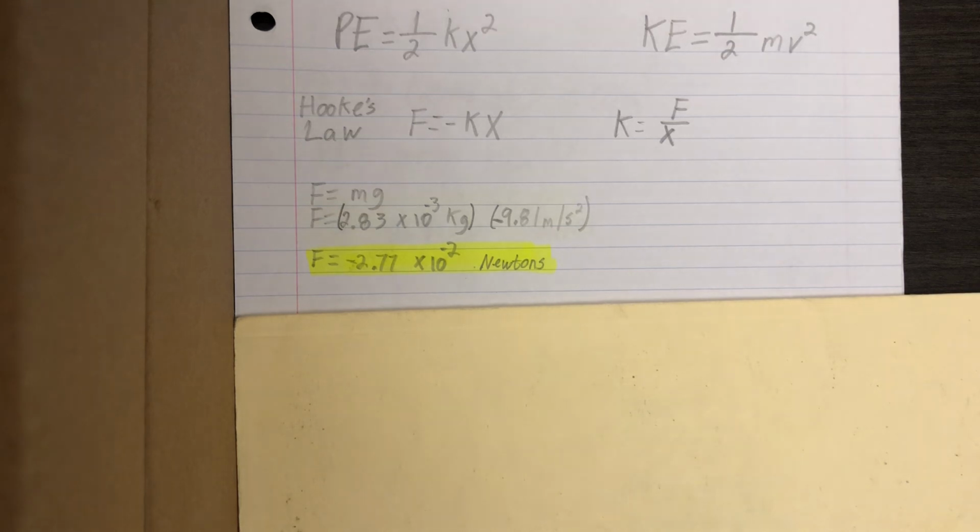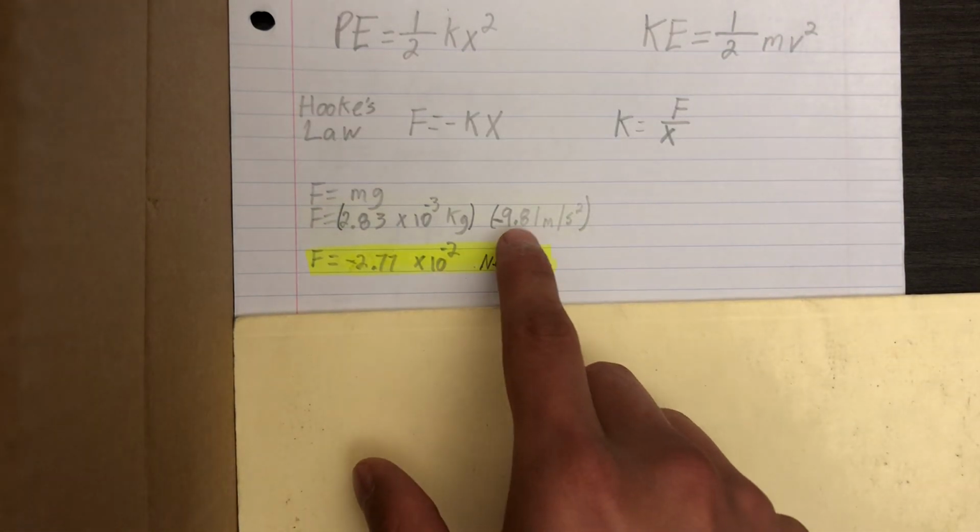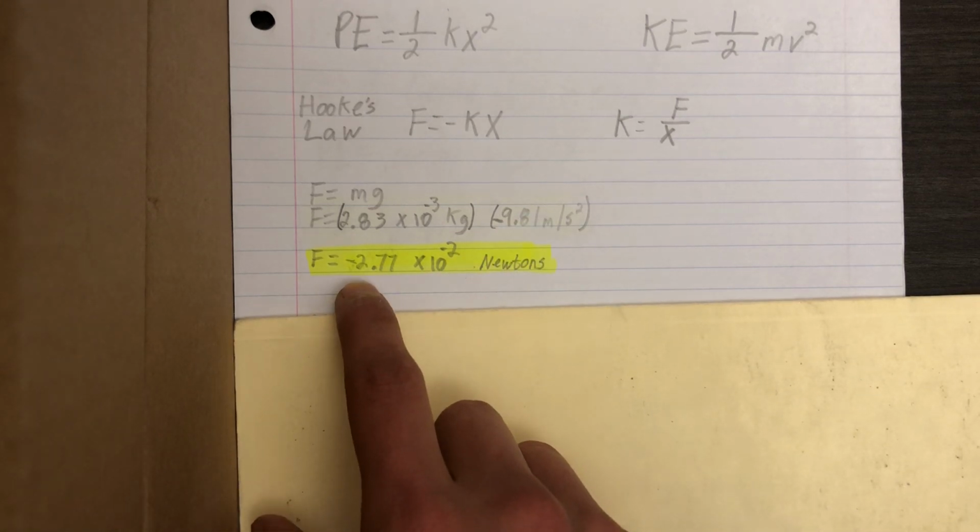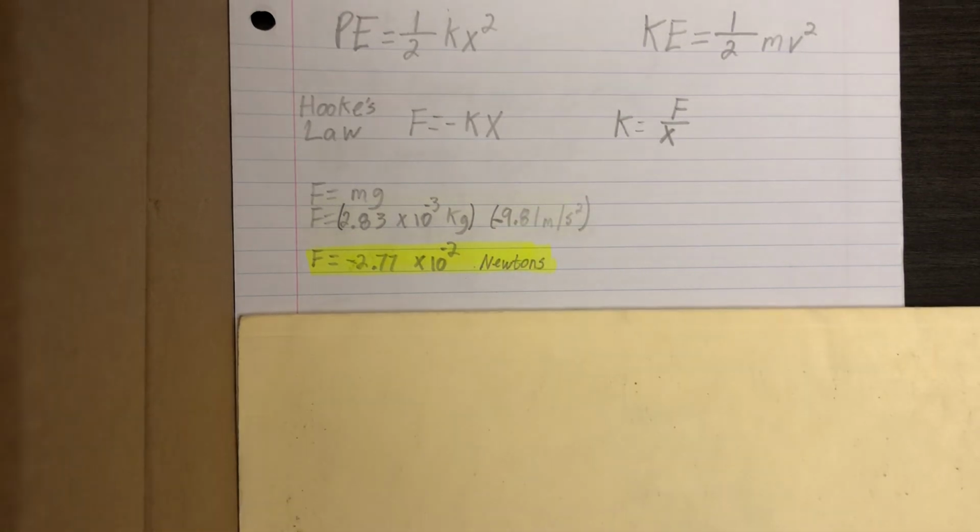In order to find the force, I needed to use mass times gravity. The mass was pretty small for my mimic, and then times the gravity, it gave me an outcome of negative 2.77 times 10 to the negative second newtons.